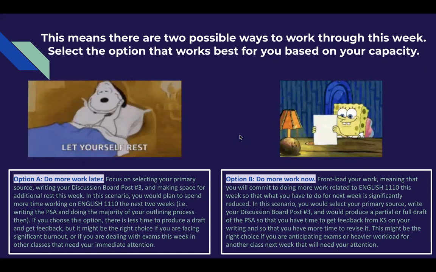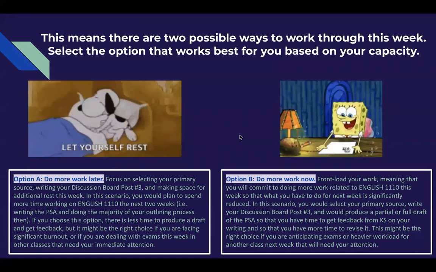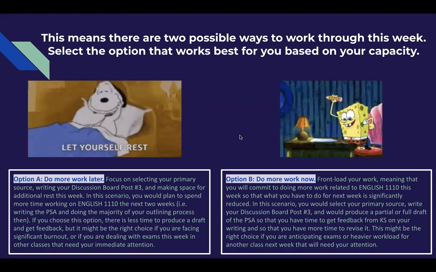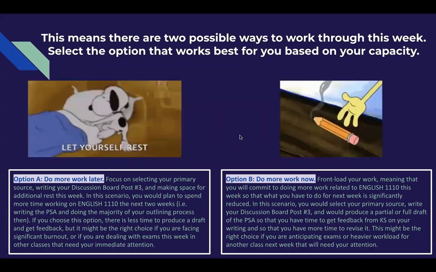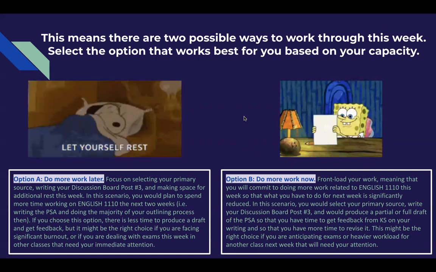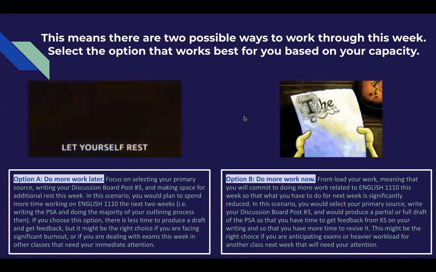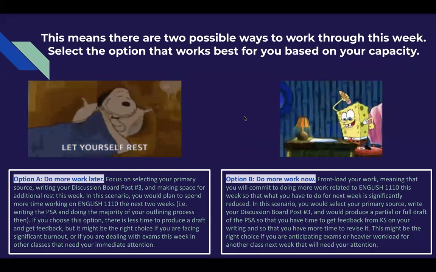If you choose this option, there's less time to produce a draft and get feedback, but it might be the right choice if you are facing significant burnout, or if you are dealing with exams this week in other classes that need your immediate attention. I don't know if you're taking other classes beyond this summer class, but really what this option is getting at is that you do have a full 2 weeks to technically produce the primary source analysis, right?